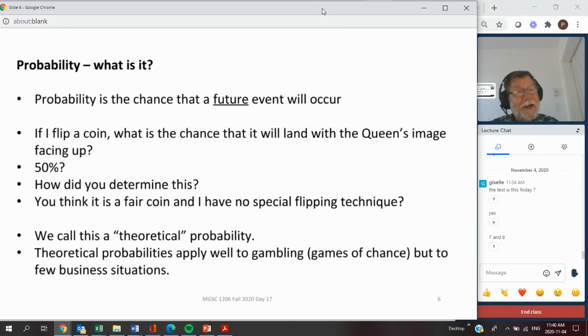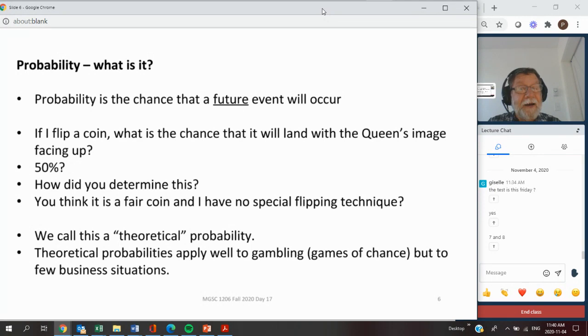It could be the queen, it could be a caribou. I'm trying to think of what's on other coins. A caribou's on a quarter. Oh, well, the bluenose is on the dime on the other side, but a dime is too small, I'd probably drop it. But I think you'd agree that if I flip a coin, the chance the queen's face is facing up is 50%.